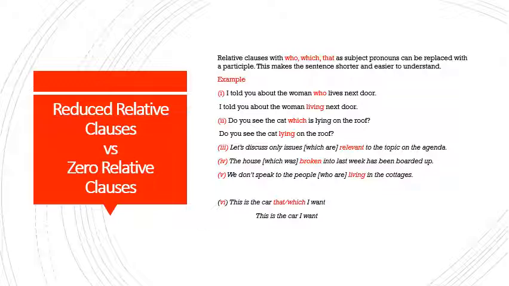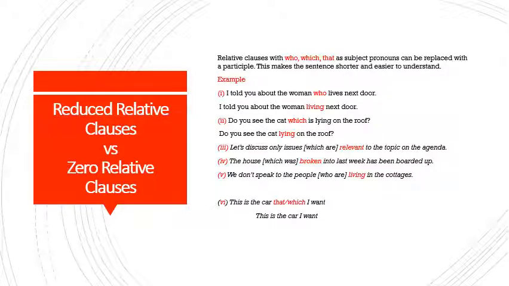A quick distinction is in order here, between reduced relative clauses and zero relative clauses, like I said at the very beginning. In both cases, the pronoun can be deleted, but in the zero relative clause, the verb is maintained, as you can see from example number 6. This is the car that or which I want. And when I delete the pronoun, I get this is the car I want.